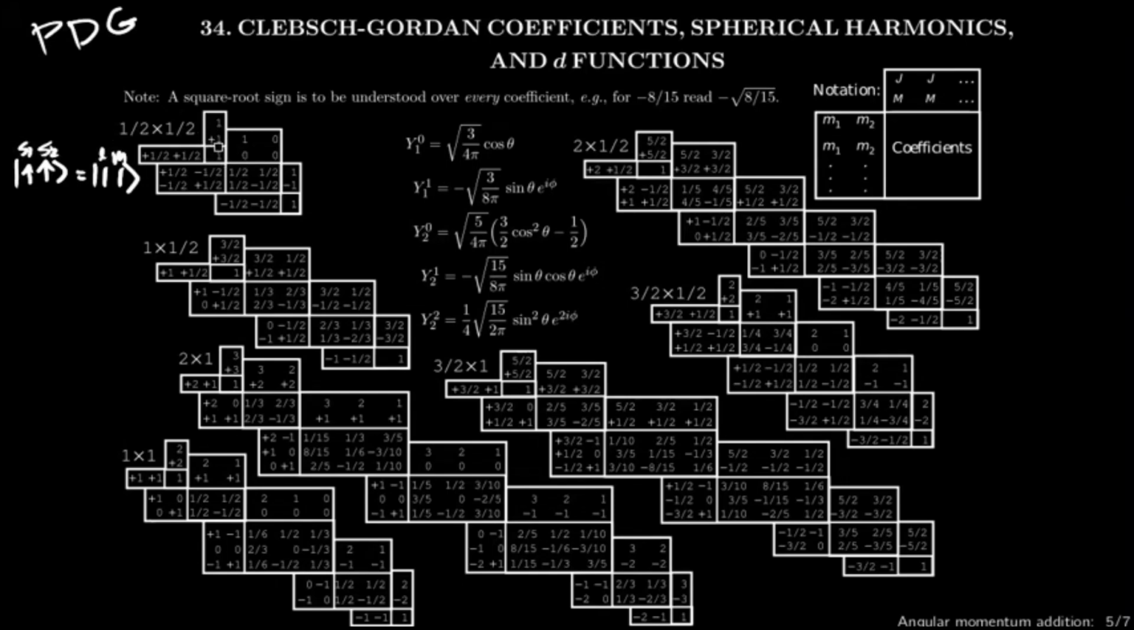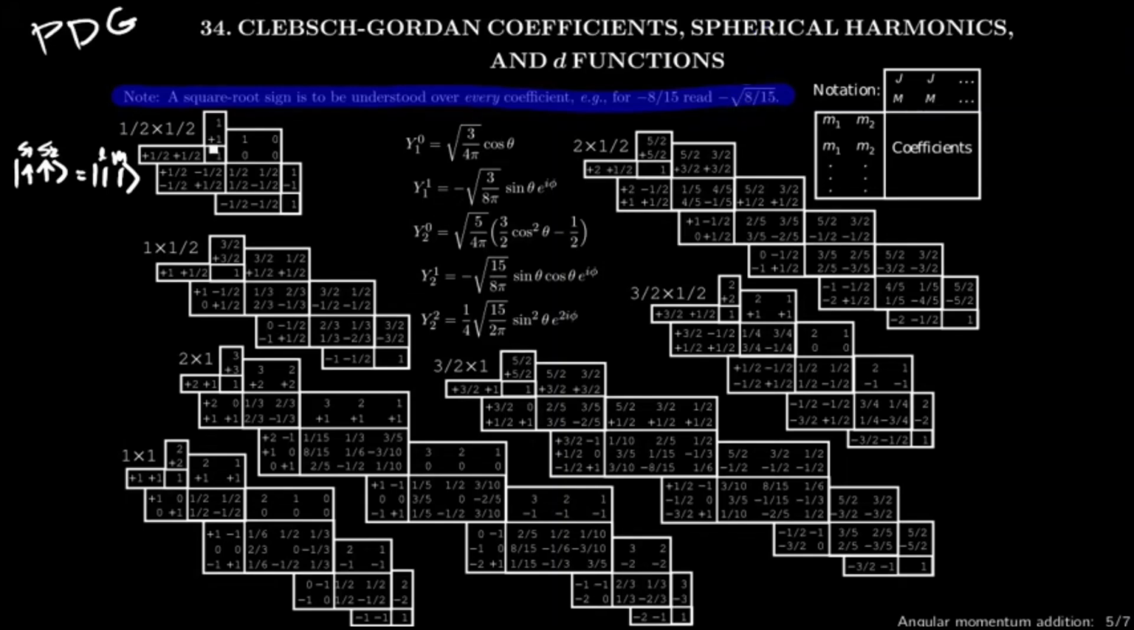Now the numbers here are difficult to read because a square root sign is to be understood over every coefficient. For example, minus 8/15 should be read as minus 8/15 inside a square root. So the minus sign is outside and the square root is assumed.